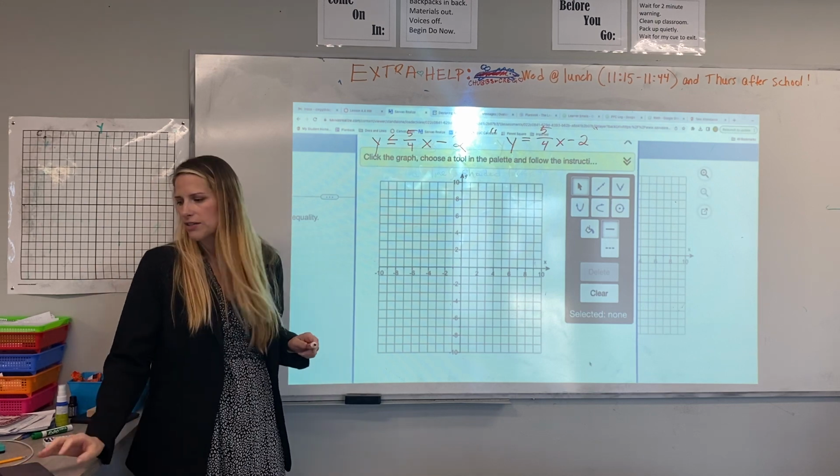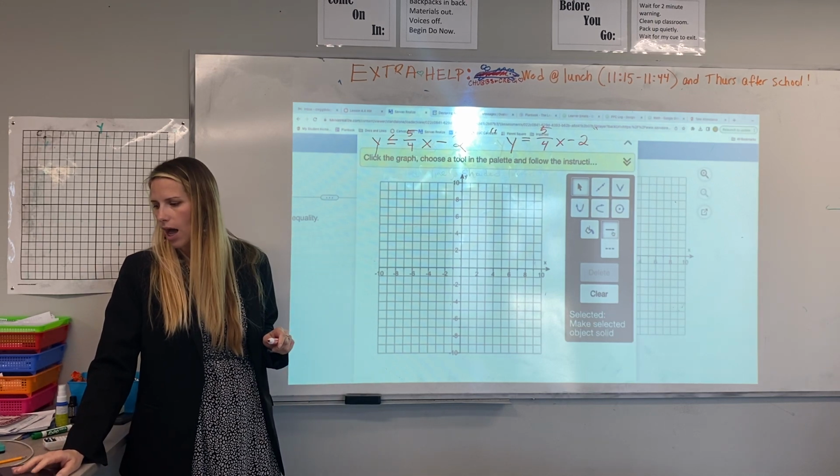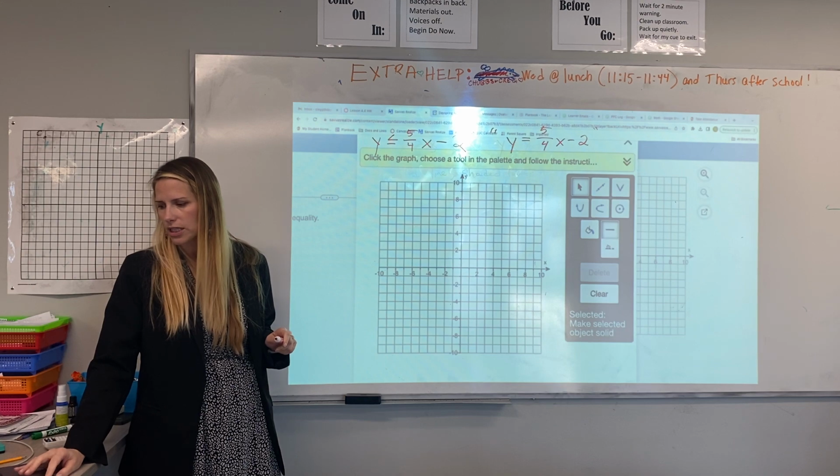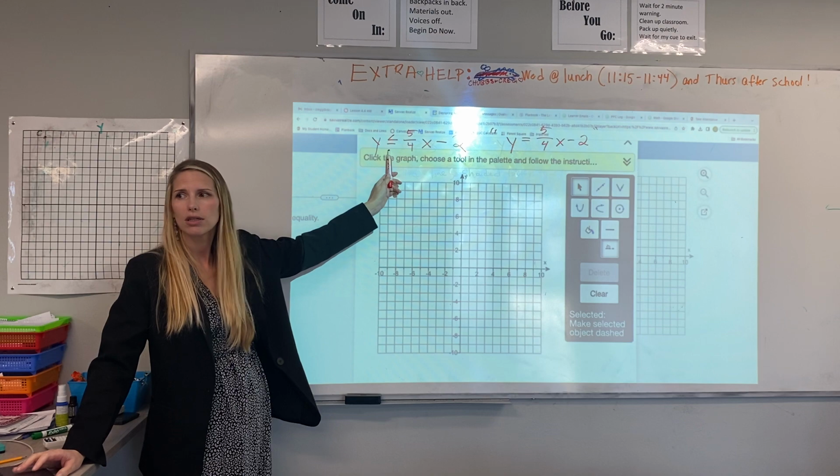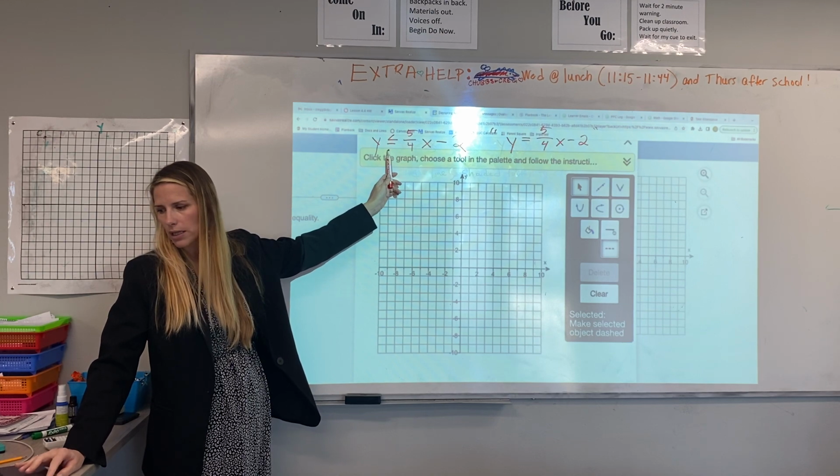So I have to decide, is my line going to be solid or dashed? Which one is it going to be? Look at my inequality symbol. Should it be solid or dashed? Solid. So I'm going to click on the solid line.